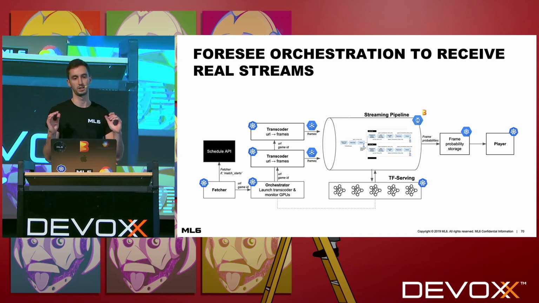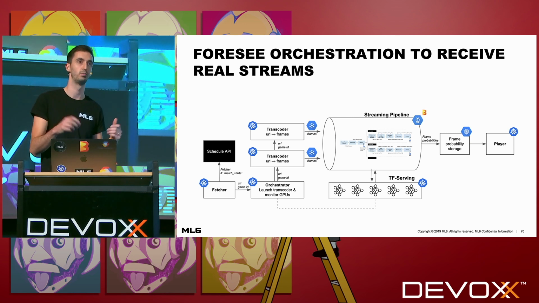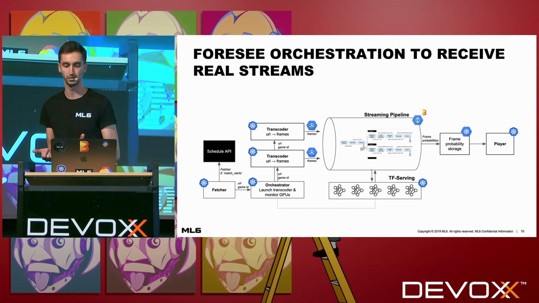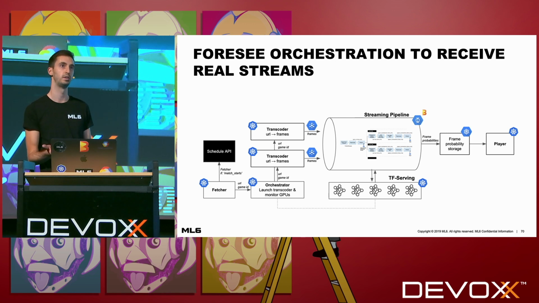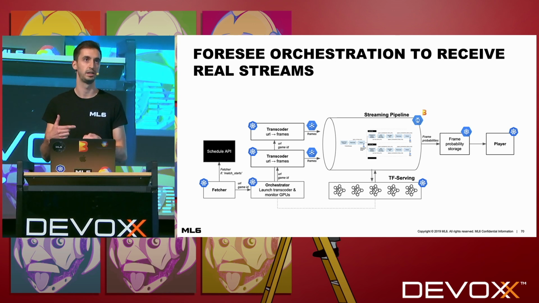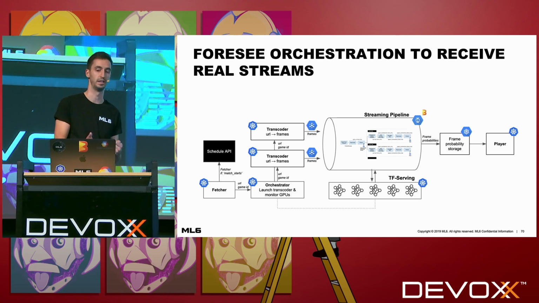So I'm going to explain this from left to right. There's a schedule API, which a microservice, called the fetcher, will fetch from time to time, and it will tell when a game will start. And when it fetches that a new game will start, it will pass on a message to another microservice on Kubernetes, an orchestrator, and this one will launch a transcoder job for the game. It's going to provide the URL and the game ID to a transcoder service job, and that will be set up for that specific game.